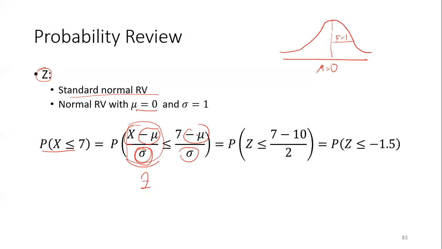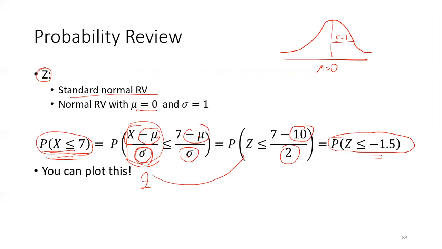So here you also subtract mu and divide it by sigma: minus 10 divided by 2. So this is Z, right? Hence, this probability expression is equal to the probability that Z is smaller than or equal to minus 1.5. So in order to find this, you need to find the probability that Z is smaller than or equal to minus 1.5, right?